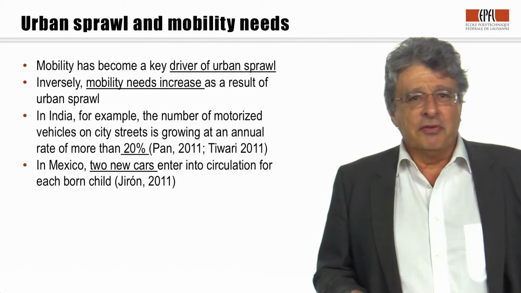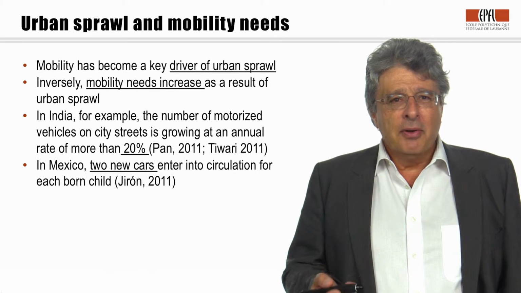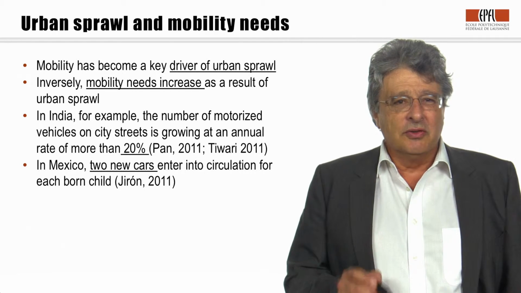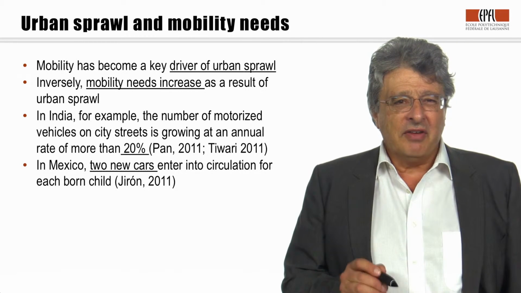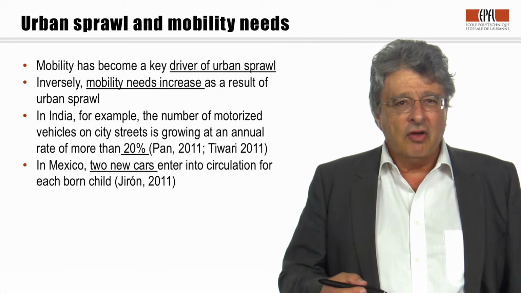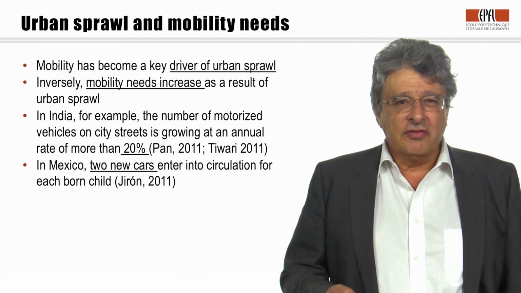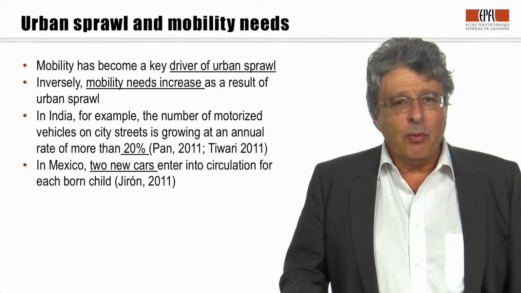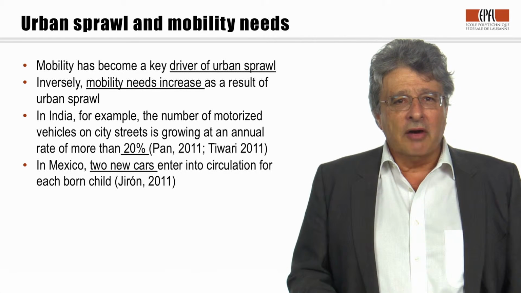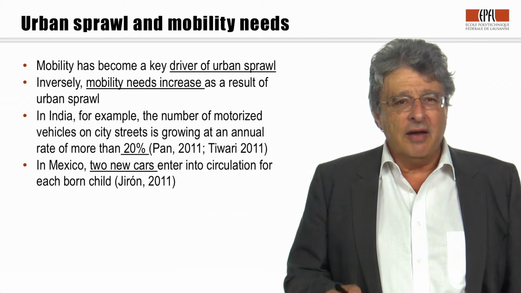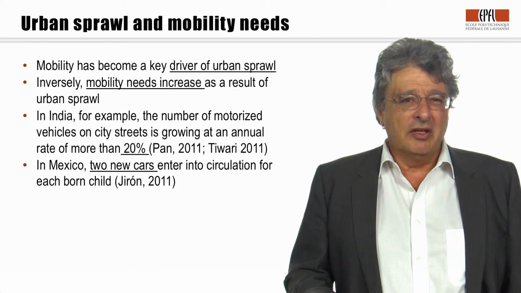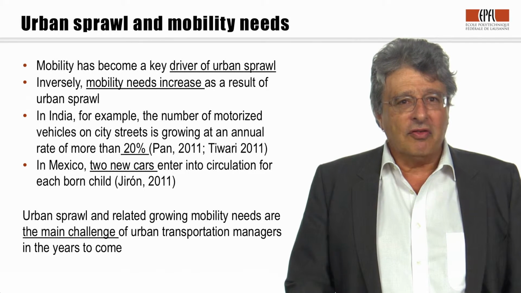Now, a few examples here. In India, the number of motorized vehicles on city streets is growing at an annual rate of more than 20%. Imagine what that means. 20% more cars every year on the streets of the city. You can calculate by when the whole city will be clogged. In Mexico, for example, 2 new cars enter into circulation for every newborn child. Those are figures of 2011, but it hasn't improved ever since.